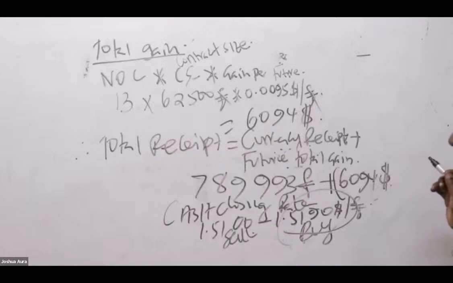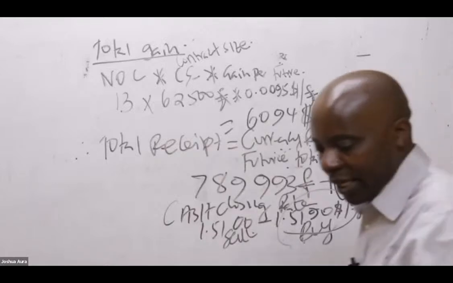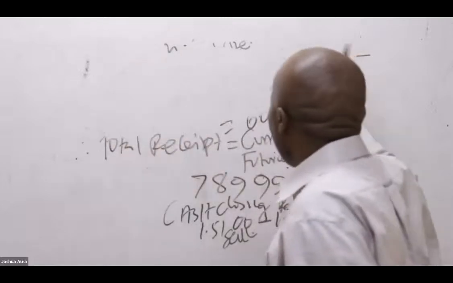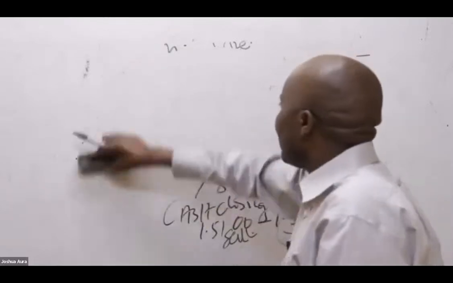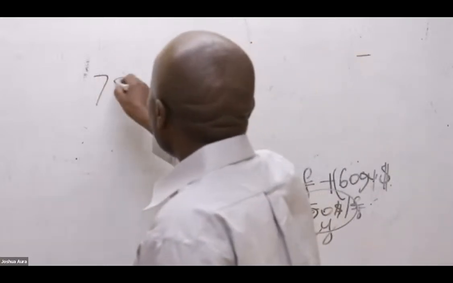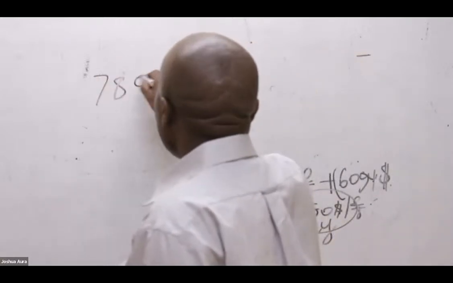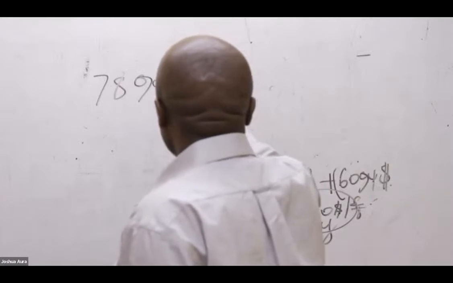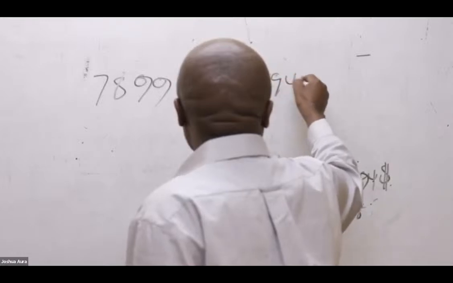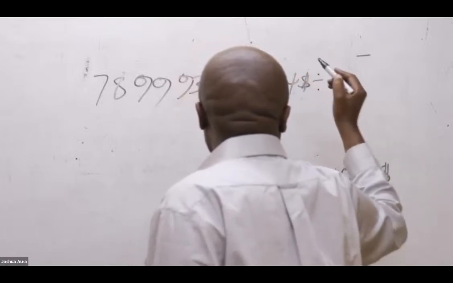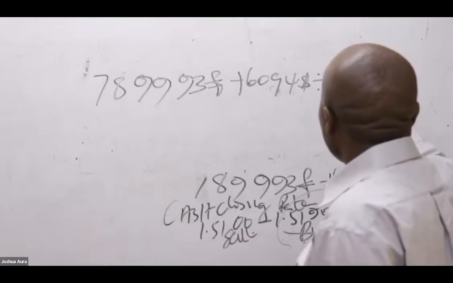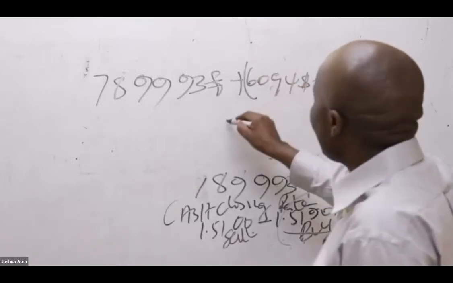So ladies and gentlemen, what I'll need to do, I'll come and write this up here very well. This is how I'm writing this. So the final answer is this. It is 789,993 pounds plus $6094, divided by 1.5190 because it's buying rate. So could you kindly give me the final answer?